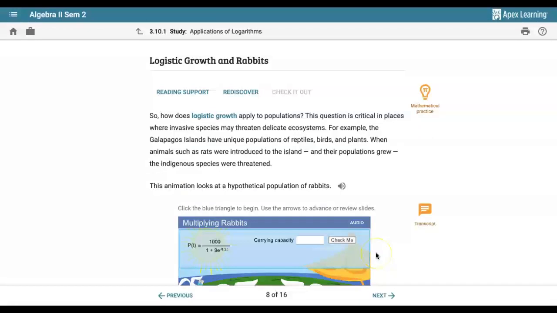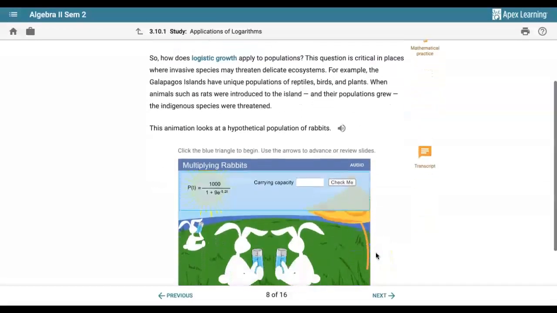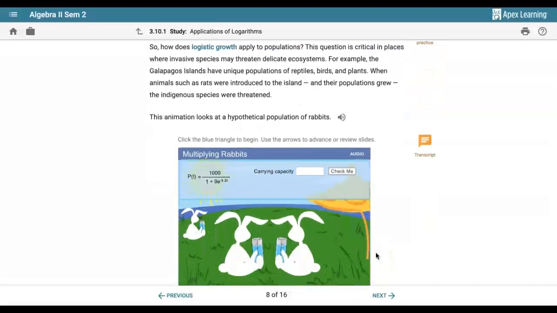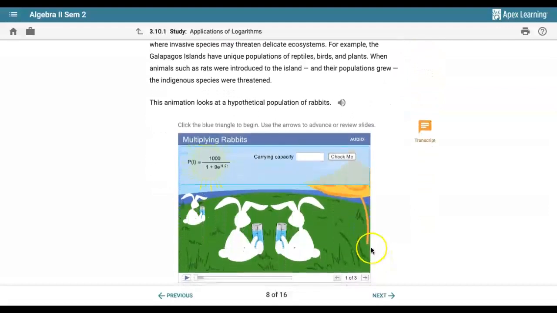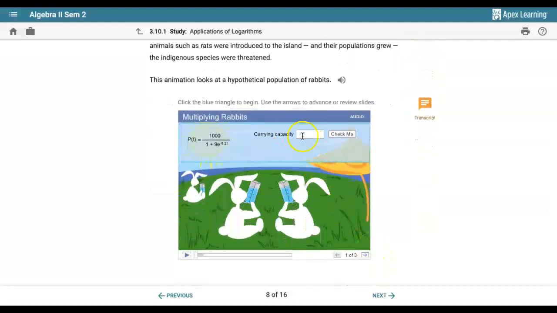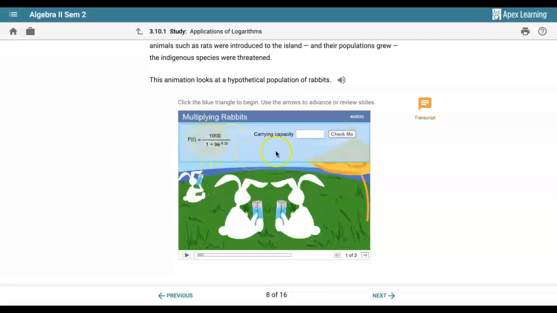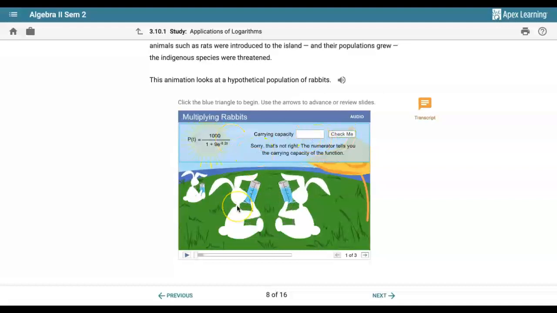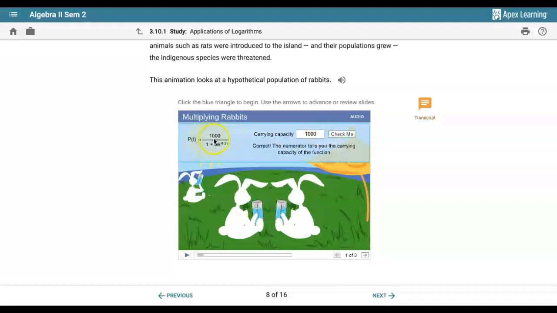So looking at this example here of our rabbits. So our carrying capacity. Oh, I was hoping it would just give us the answer there. All right, so our carrying capacity is this value here of 1,000.